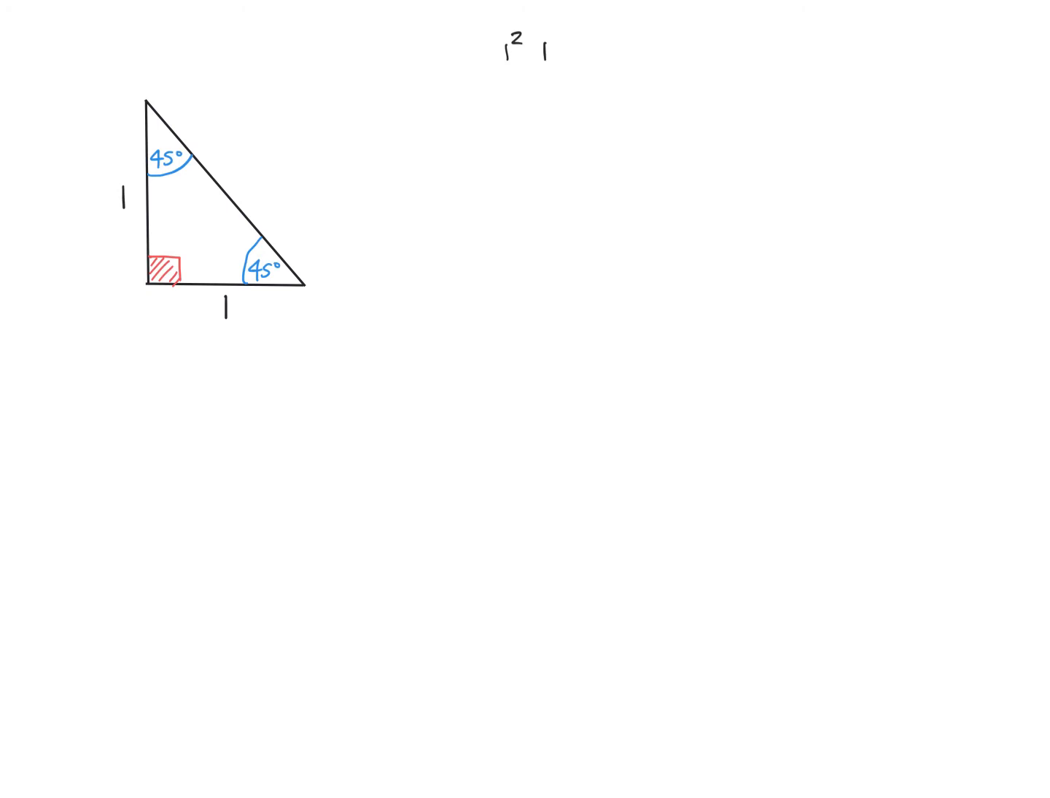hypotenuse, well, if we calculate 1 squared plus 1 squared, that's equal to 2, so that means that the third side must be length root 2. So if x squared is equal to 2, and let's say x is the hypotenuse, x is equal to the square root of 2.